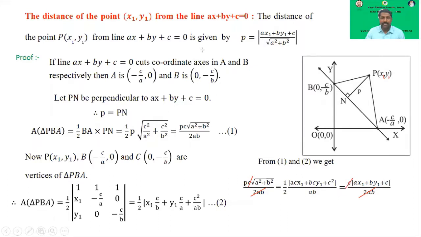So p is equal to the modulus of ax1 + by1 + c upon root(a square + b square). So this is the formula by which we can find the distance between a point and a line.